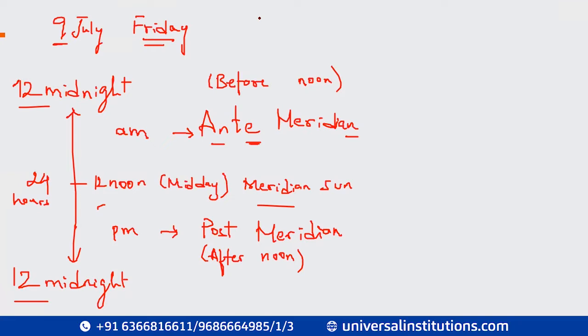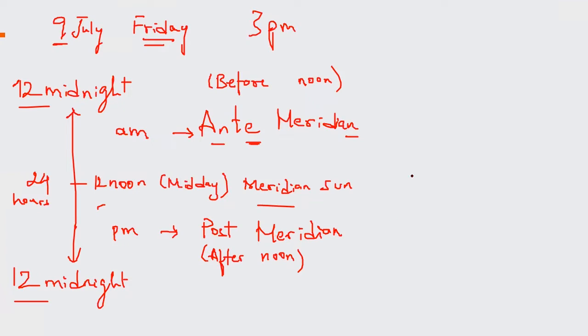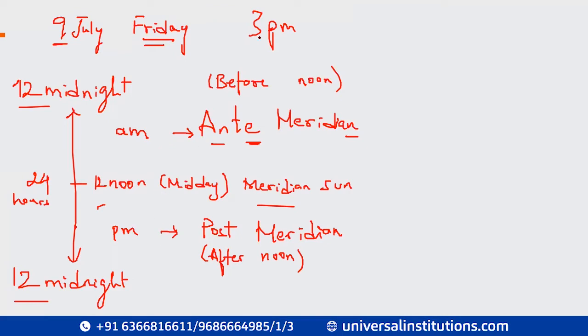So, 3 p.m. now. That means after the noon, it is 3. Just remember meridian is the line connecting north to south. Okay, I got your doubt. So all of you got it. So when to use AM? From midnight 12 till afternoon, you have to use AM. Exactly 12 noon onwards, you have to use PM. Post. Clear.